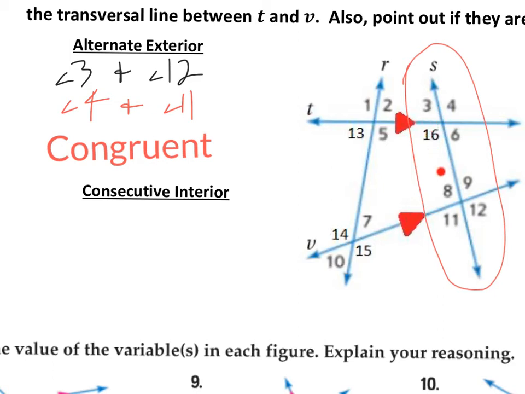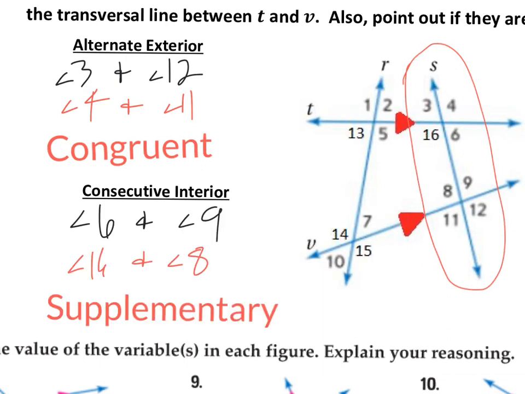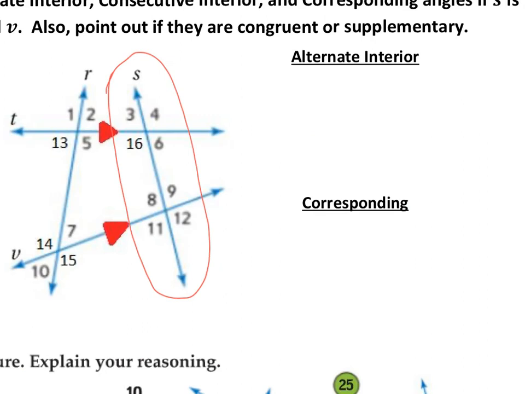My consecutive interior angles now are going to be 8 and 16 and 9 and 6, or 16 and 8, 6 and 9. Order doesn't really matter, but they have to be on the same side of the transversal. And remember, consecutive interior angles are going to be supplementary. So just remember, consecutive interior are same side interior, so same side is supplementary. Because my same side angles are supplementary, your alternate interior angles are congruent. That kind of proves that. If this is true, then this must be true. That's kind of how all these theorems are created.